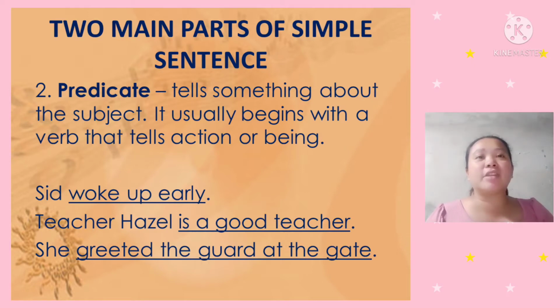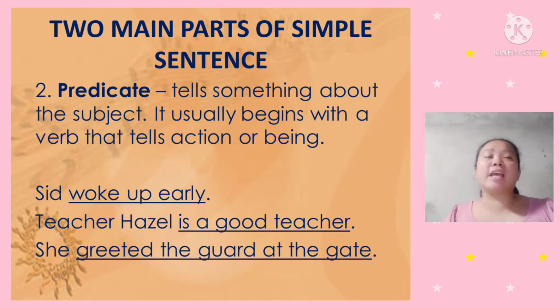And then we have the example a while ago. Teacher Hazel is the subject, so the predicate is from is up to teacher. Is a state of being. Okay po? Is a good teacher is the predicate in example number 2. And in example number 3, we have greeted the guard at the gate. Okay po?